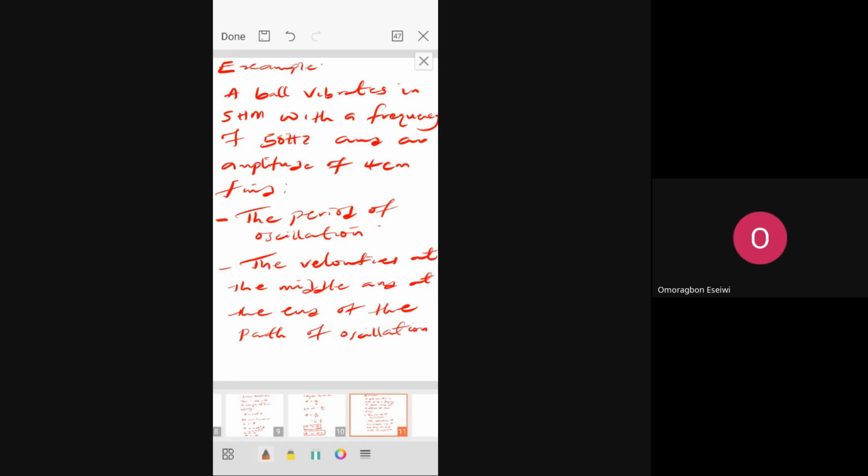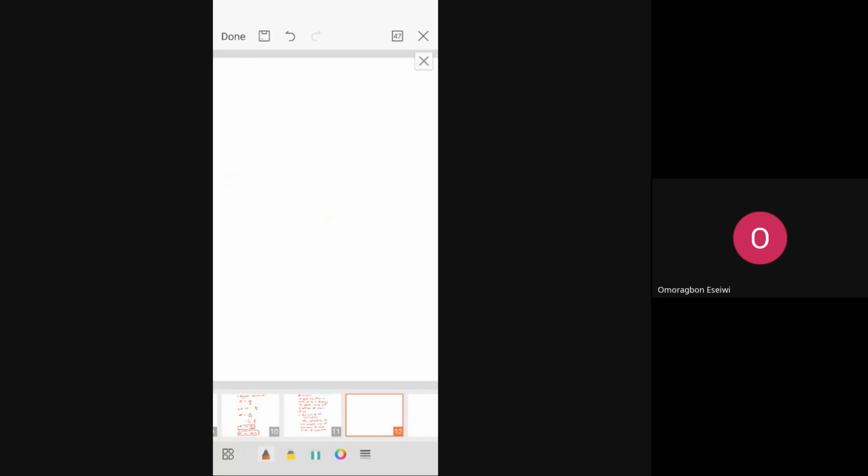The velocities at the middle and at the end of the path of oscillation. Now, the third one says we should find the acceleration at the middle and at the end of the path of oscillation. So let's write that one too. The third one, the acceleration, at the end and at the middle of the path of oscillation. At the end and center of the path of oscillation.